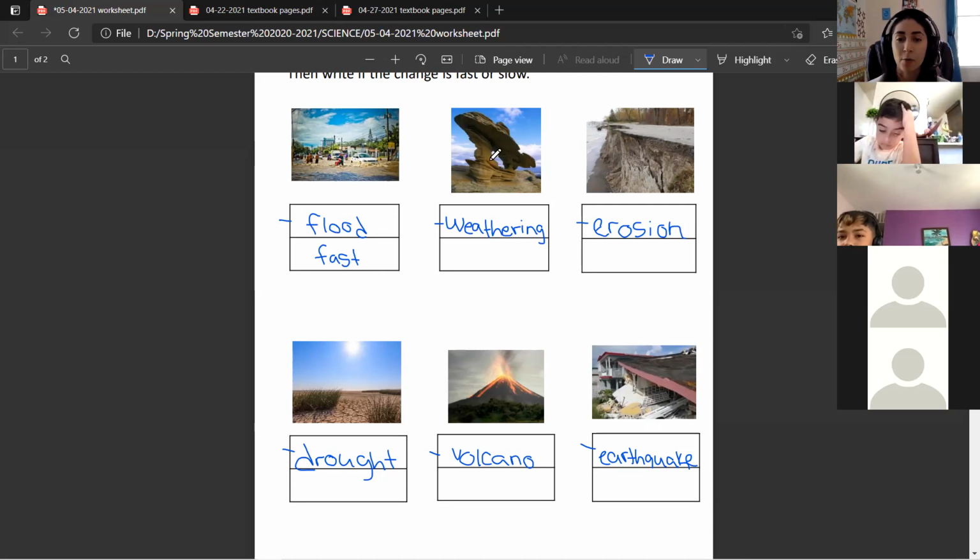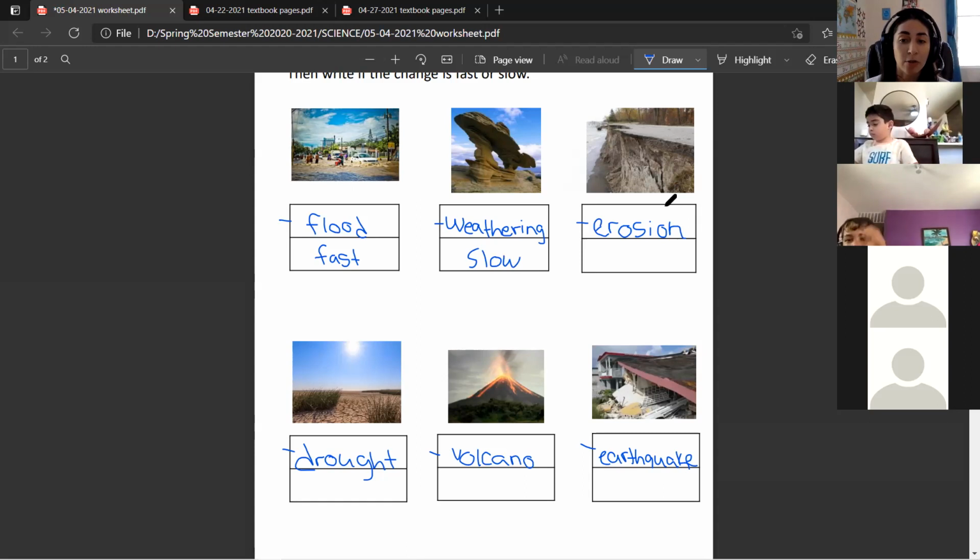What about the second picture, weathering? Is this a fast change or slow? Slow. It takes time for the rock to look like that. It doesn't happen in minutes or in a couple of hours, or not even in a couple of days. It's going to take years. Remember that weathering is going to break down the rock. That's why the rock has these really weird shapes, because either wind or water is going to break down the rock and change its shape.